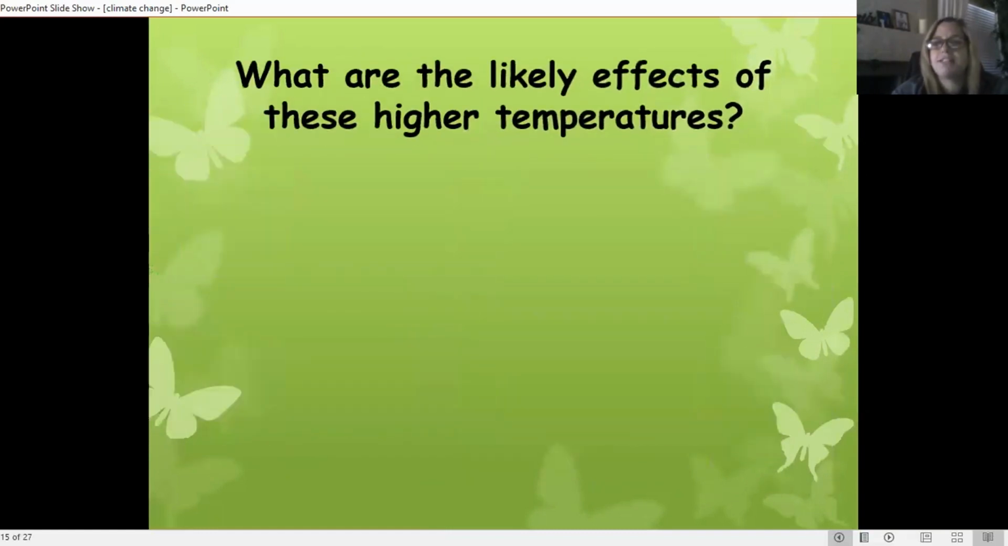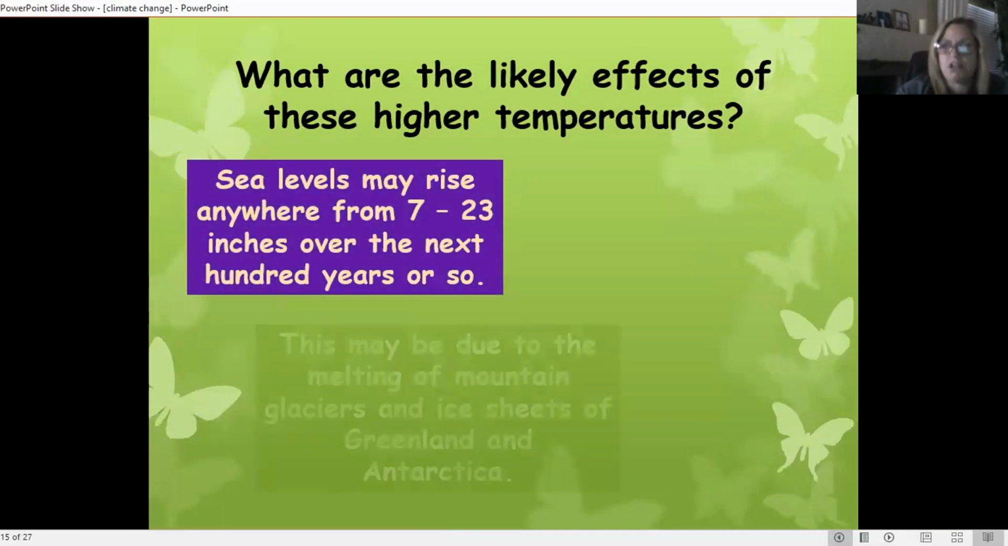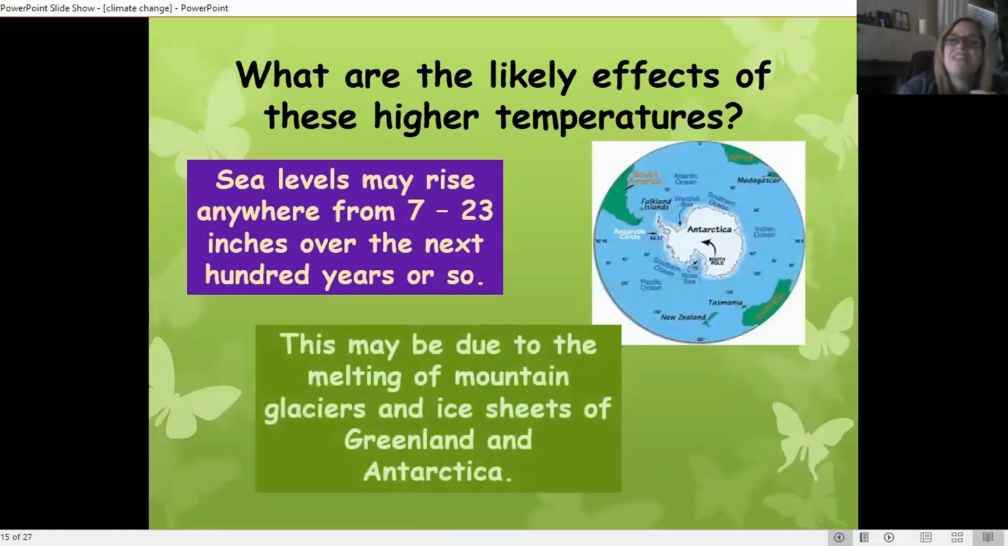So what are the effects of these high temperatures? If the temperatures rise, what happens? Our sea levels, our ocean levels may rise anywhere from 7 to 23 inches over the next 100 years or so. This may be due to the melting of mountain glaciers and ice sheets of Greenland and Antarctica. Remember, we talked about Antarctica, how it is all made of ice. Well, it's melting because of our global warming.